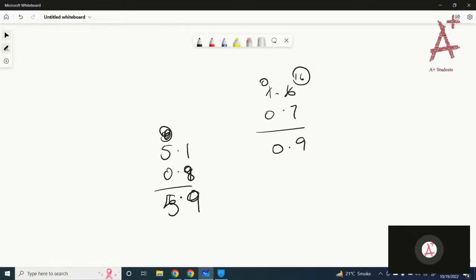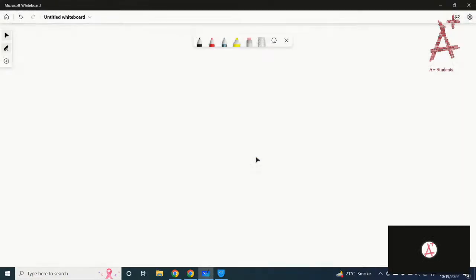Okay, the next one is: Andy bought 4 pounds of fruit for a class party. The class ate 0.4 pounds of fruit. How much fruit is left? So you have to subtract 0.4 out of 4.